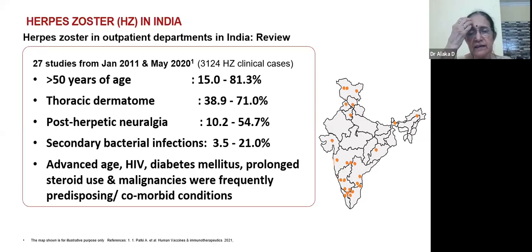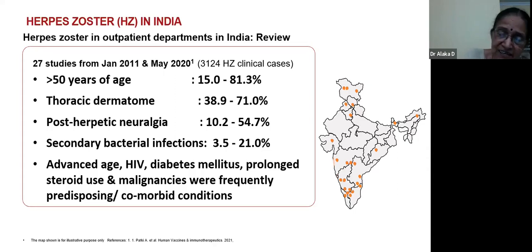Okay, this is the review of herpes zoster in Indian outpatient department. 27 studies from 2011 to 2020. So in 9 years, we had 3,100 herpes zoster clinical cases. More than 50 years of age, 81%. Thoracic dermatome was seen in 38 to 71%. And you can imagine how painful it must be along with the intercostal nerve. Post-herpetic neuralgia in 10 to 54%. And secondary bacterial infection in 3.5 to 21%.